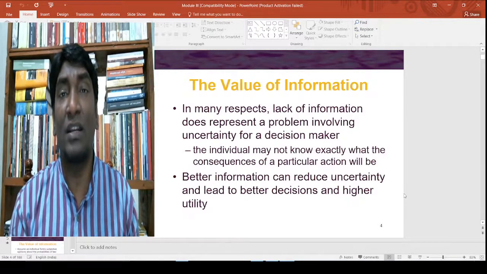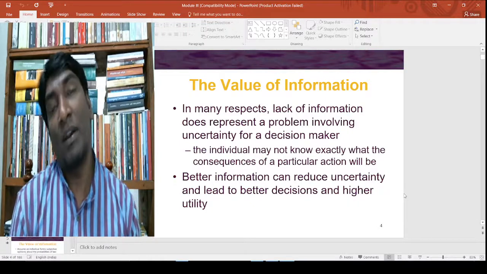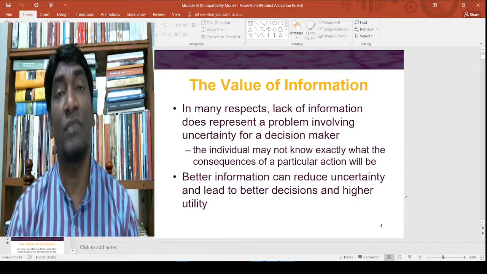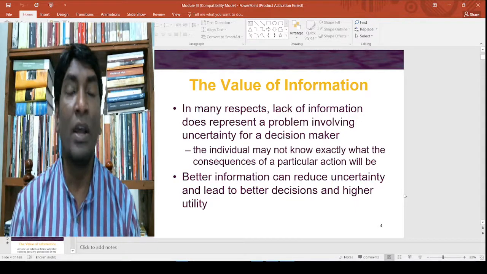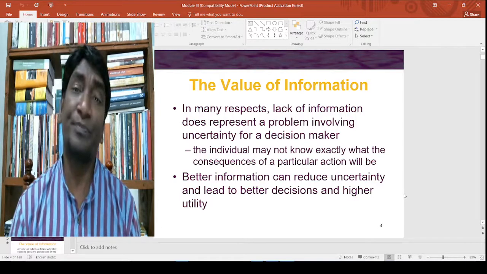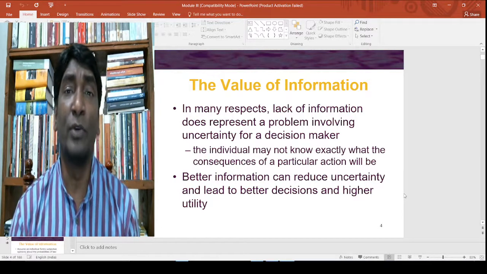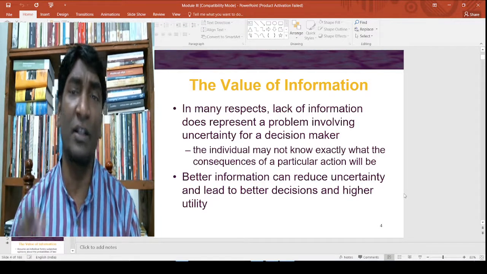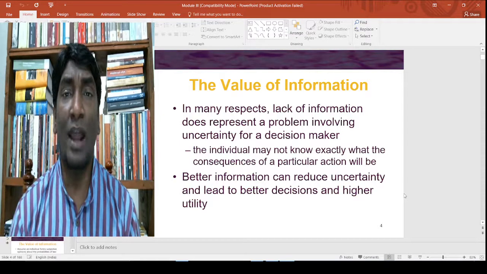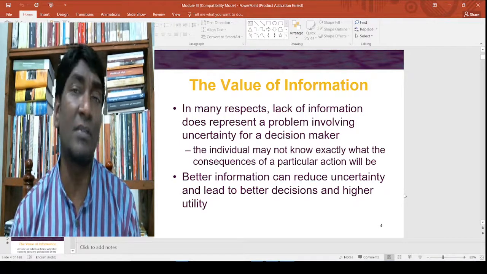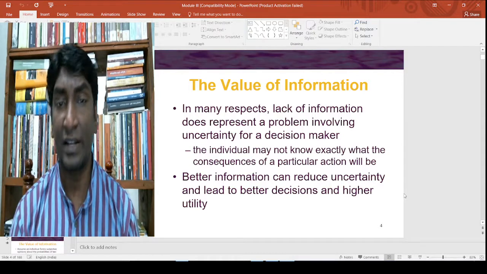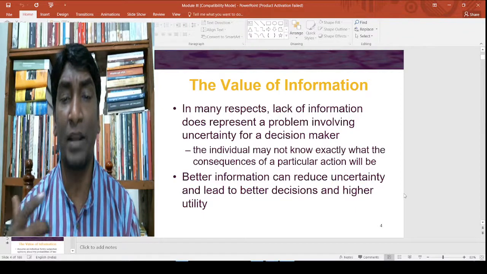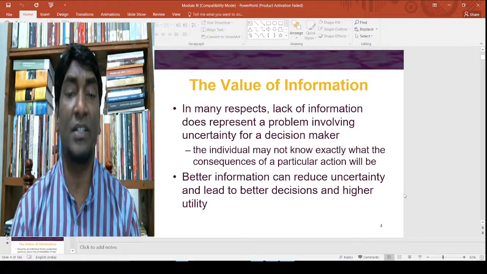So once you know what information is, that is why people earlier talked about information symmetry, because once you reveal it, it is known to everyone. So it becomes a public good. And in that sense it is difficult to value the price of a public good and who is going to pay for it, which are all difficult questions one encountered in the beginning itself. It doesn't mean that economists are not aware of all that. And given that situation, in many respects lack of information does represent a problem involving uncertainty for a decision maker.